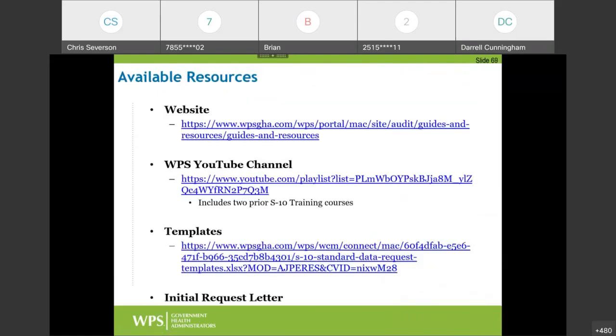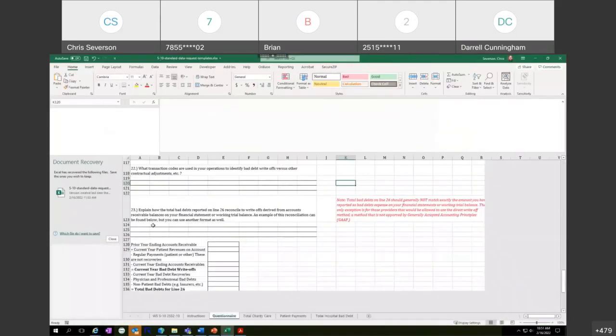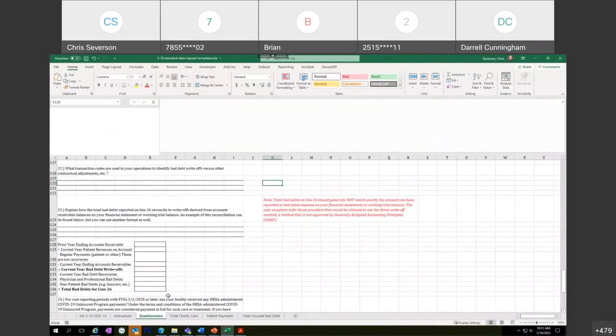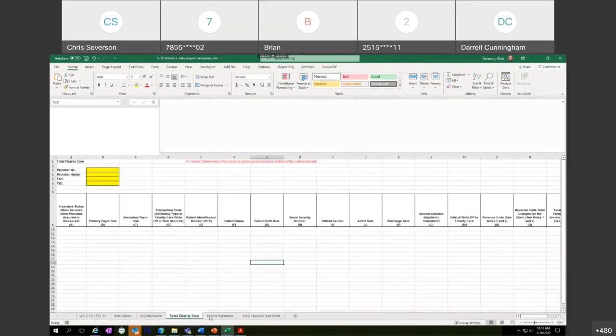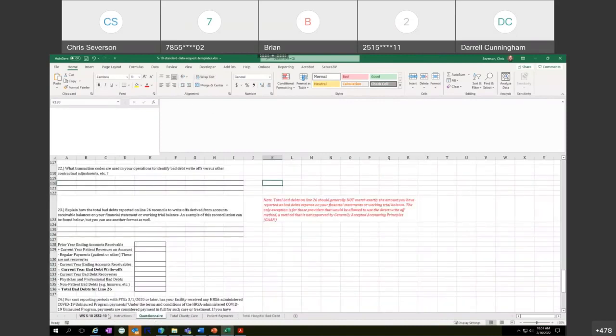Any additional questions before we open up the query logic questionnaire just to talk about some of the key points before we wrap up for the day? Okay, well, so we have this template that I had included in the email that went out, and it's also on the website. We have all the templates we just looked at, the charity care, payments, bad debt, and there are some instructions, but we also have a questionnaire.